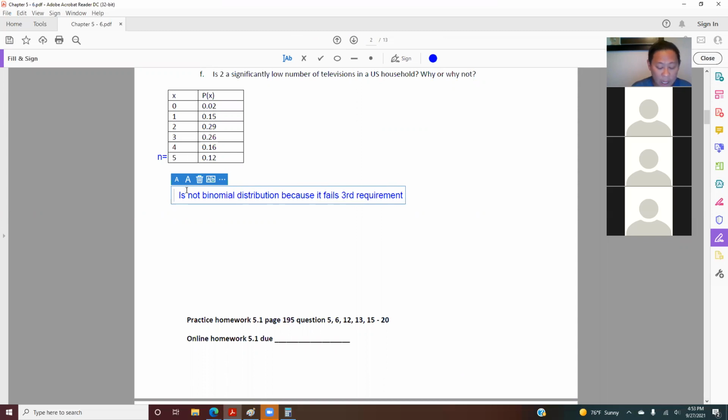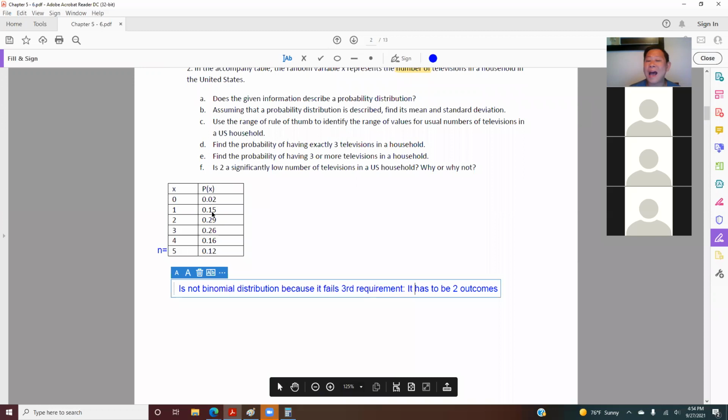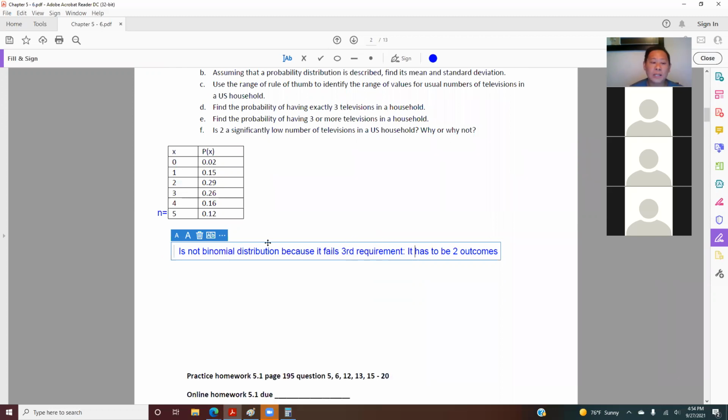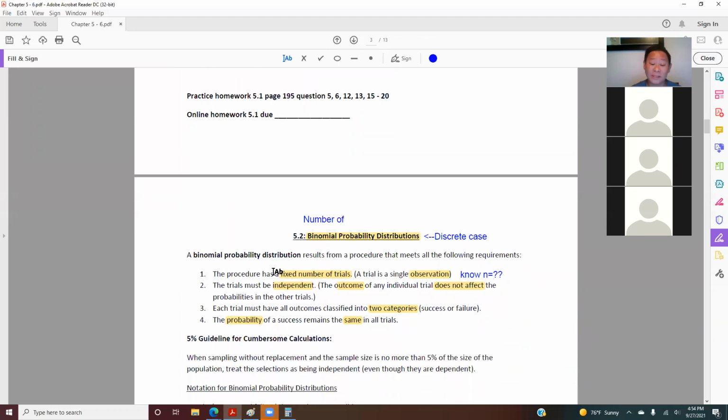What is the 3rd requirement? The 3rd requirement says it has to be 2 outcomes. So this fails on this requirement, which is 2 categories, success or failure, because this one is how many TVs, right? So it can be 0, it can be 1, it can be 2, it can be 3, 4, 5. So that means you got 6 different outcomes. So it's not a binomial case in this case, because it has to be 2. That's the reason why this cannot be used in this section 5.2. Okay, so make sure you guys know not everything is binomial. And if it's not binomial, you cannot use this section 5.2.